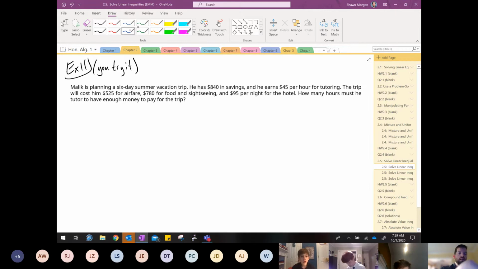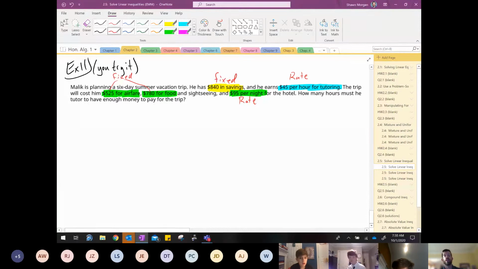All right, so let's highlight some of these parameters. The 840 that he starts with, then he earns $45 per hour for tutoring, and then we start getting some negative costs. Those are his revenues, right? His savings and his earnings. And then this is going to cost $525 for airfare, $780 for food and sightseeing, and $95 per night for the hotel. It's important to keep in mind, this is a rate. This is a fixed value. And these two right here are fixed.